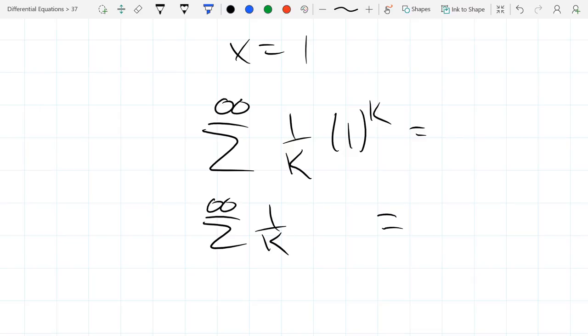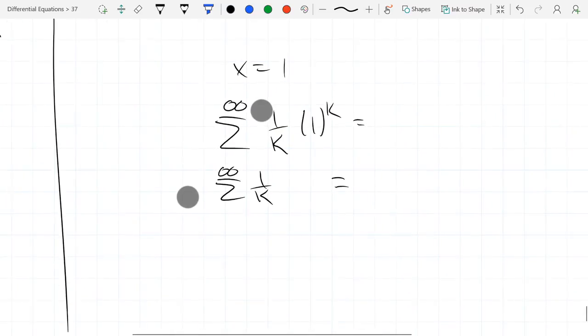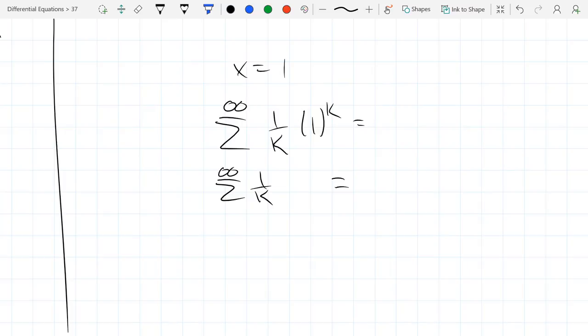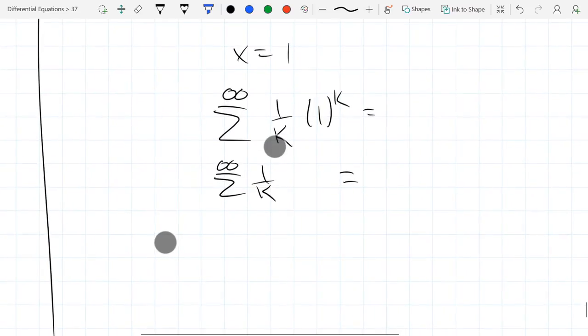This is also a special series. This is either a harmonic series or a p equals 1 series. So you need to remember the p series. Well, the other one will be alternating. This one doesn't alternate, so you can't use the alternating series test for it. So this is a p series.